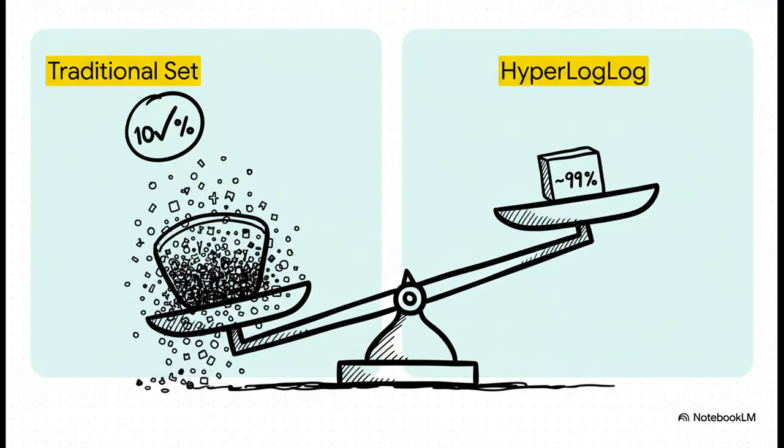And this is where you hit a fork in the road. On one side, you have your traditional methods, like a hash set. And yeah, they give you a perfect 100% exact count. But the cost? Massive memory usage that just keeps growing and growing. And on the other side, you've got HyperLogLog. It uses a tiny, fixed amount of memory, and in exchange, it gives you an answer that's like 98 or 99% accurate. A pretty amazing trade-off, right?